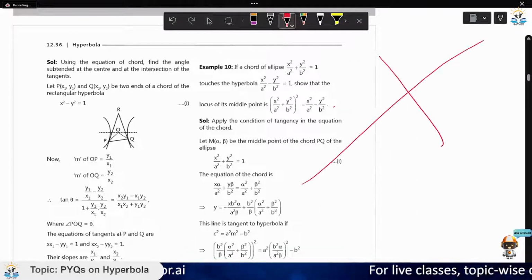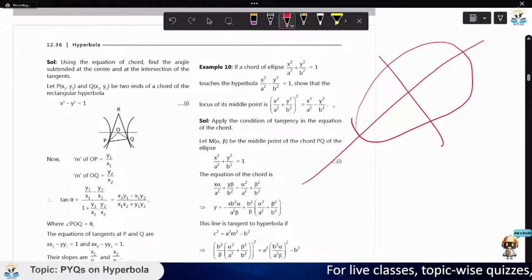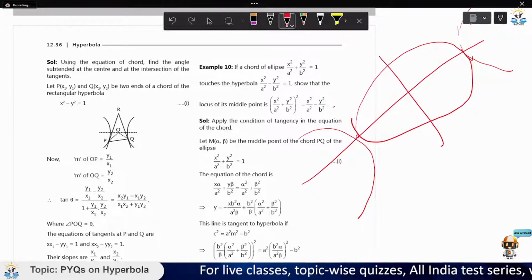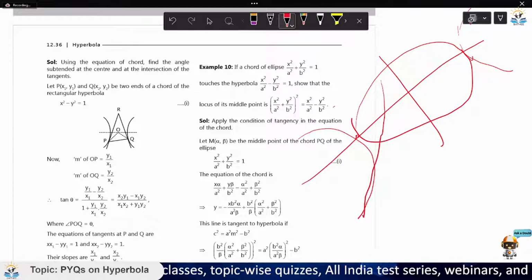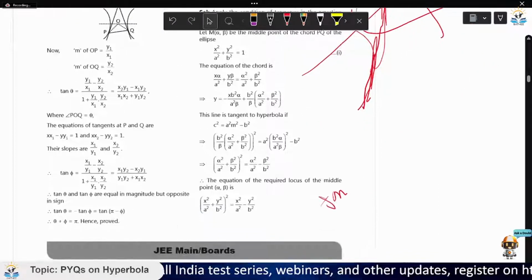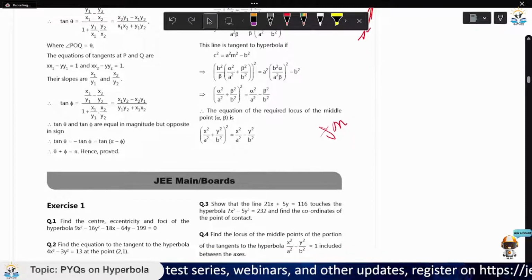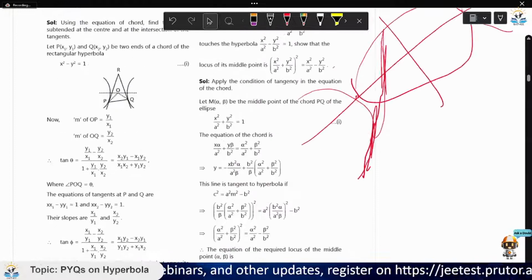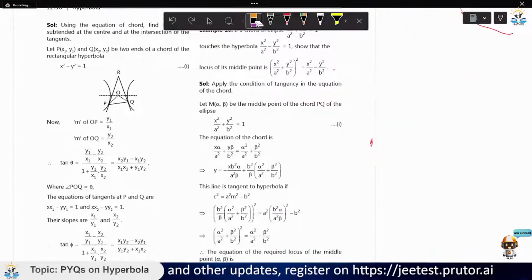So let's draw. This is what we have. The chord touches the hyperbola, but how can it touch it? Okay, so this might be the chord, and on extending it, it might touch the hyperbola, so that the locus of the midpoint is this. So we apply the equation. This was a really important question in my JEE preparation days as well. So this is how we solve such questions.